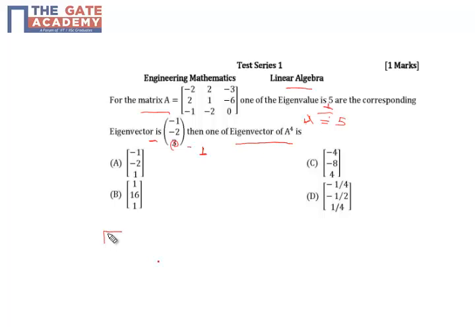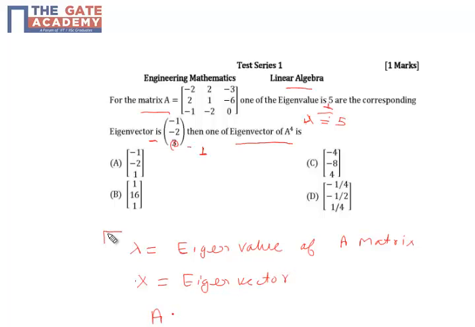So, friends, always remember, if lambda is an eigenvalue of a matrix A, and X is the eigenvector, okay, what is the meaning? The meaning is this: A into X equal to lambda X.